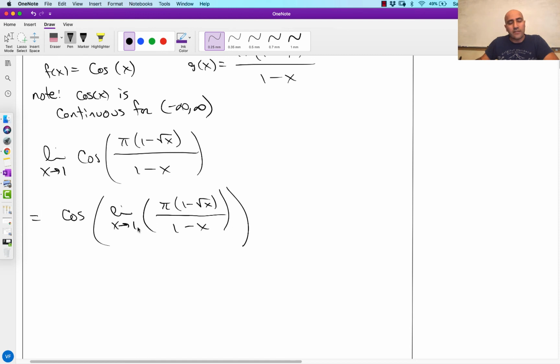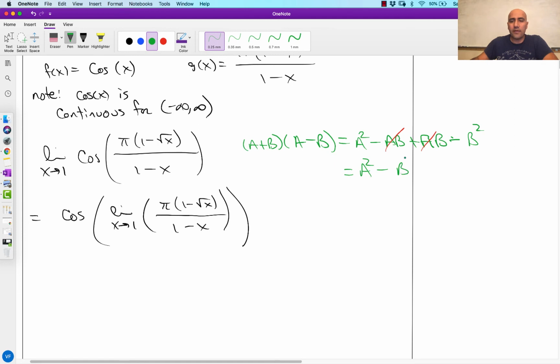In order to simplify this, I already know that if I put a 1 in here, I'm going to end up with a 0 over 0 in indeterminate form. But I can do a factoring trick, remembering my difference of squares. So if you recall, if we have a plus b, a minus b, and we FOIL it all out, we end up with a squared minus ab plus ab minus b squared. The middle terms cancel out, and so we end up with a squared minus b squared.